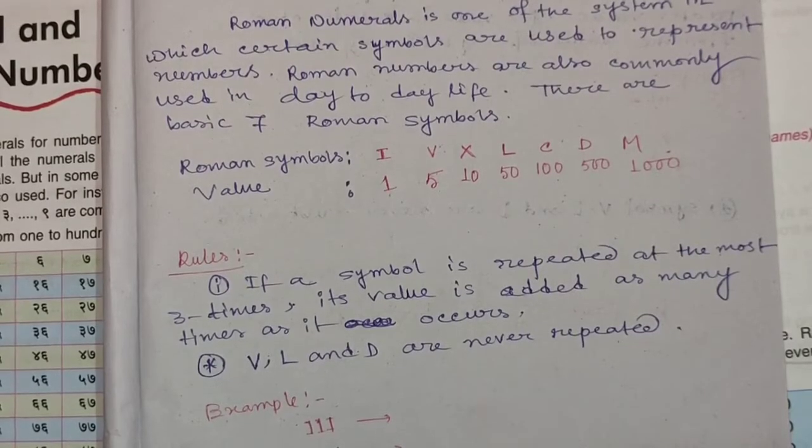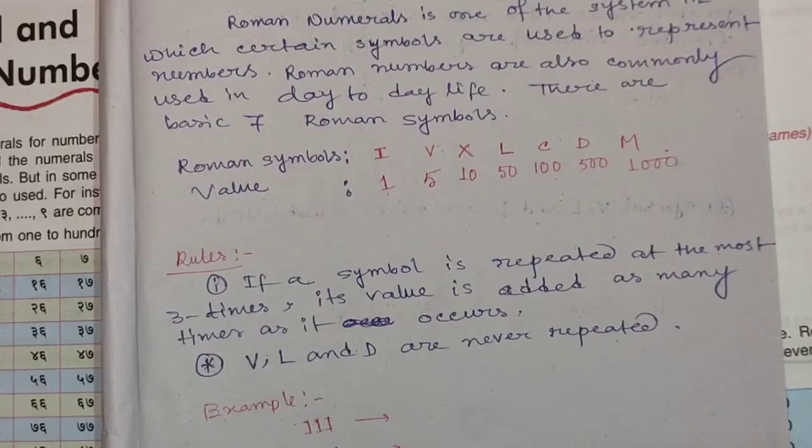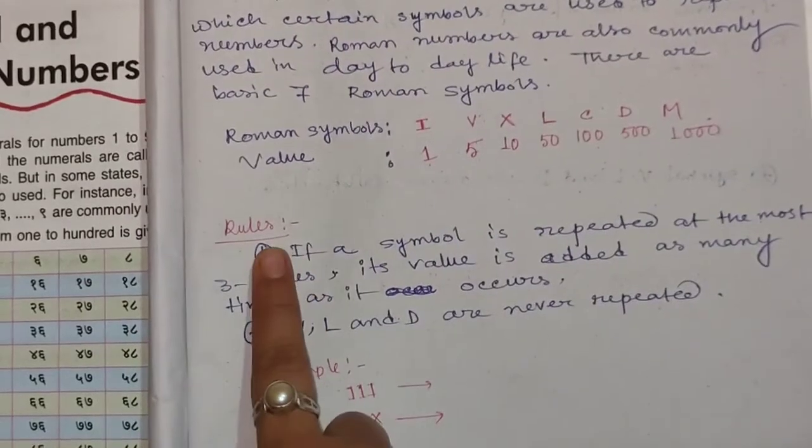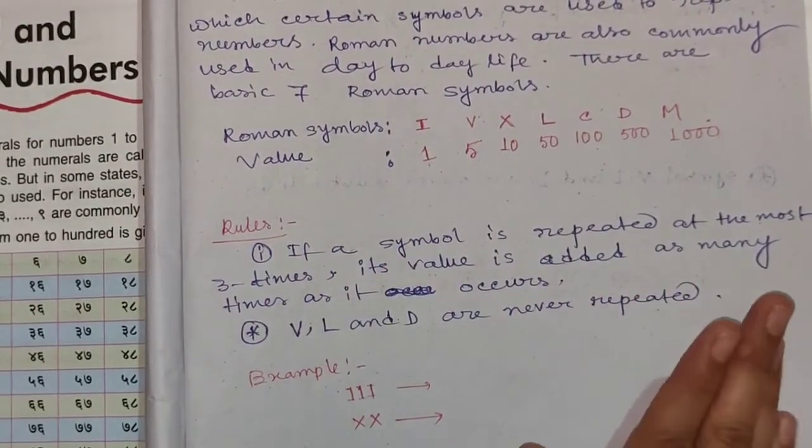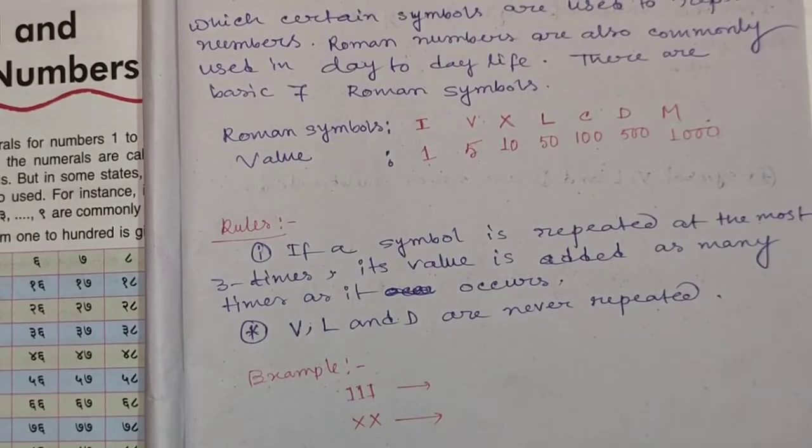Okay, so now we will know about some rules. Which rules will we use to represent any number in Roman numerals? The first rule is: if a symbol is repeated at the most 3 times, its value is added as many times as it occurs.